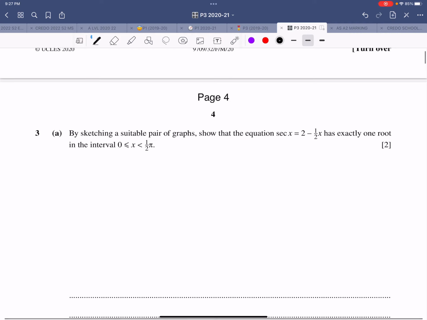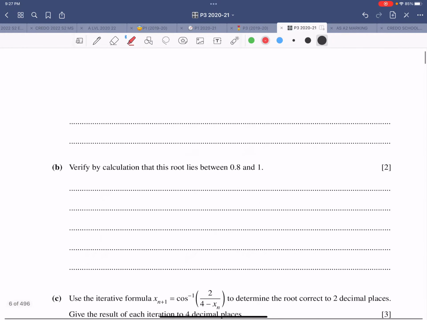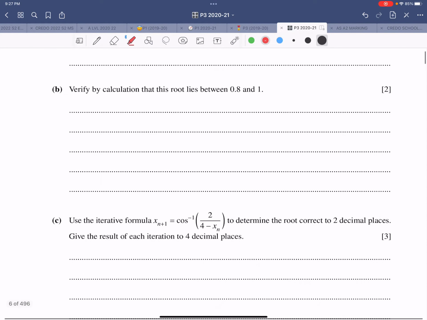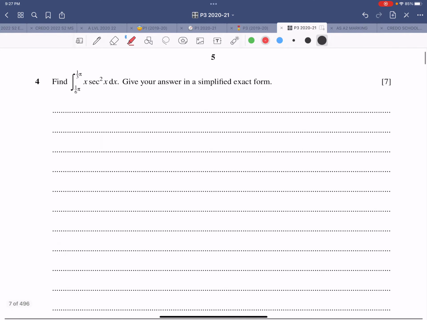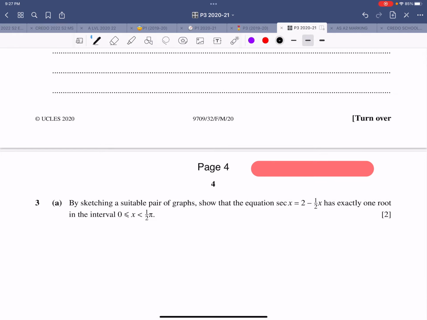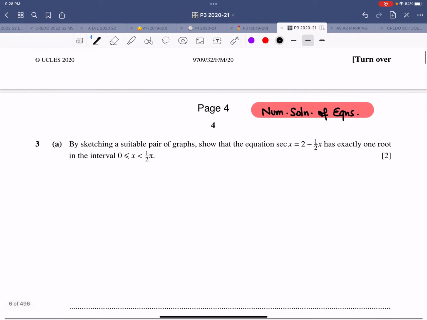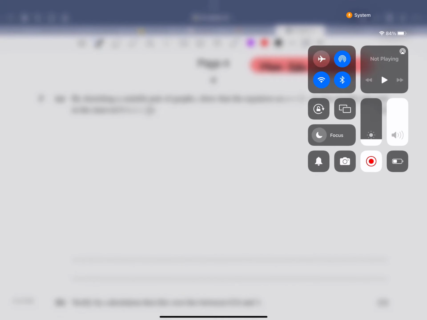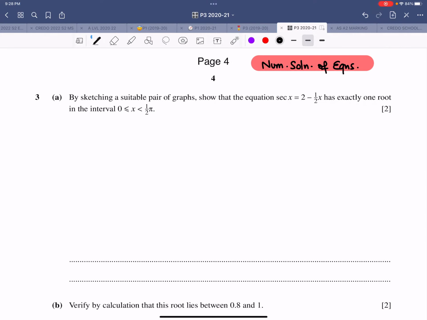That is the answer for this particular part. Now let's read this question. What is this question all about? This looks like a graph question to me in the beginning. And what else is there? Verify by calculation. This is numerical solution of equation, and then iteration. So basically it's a standard question of numerical solution of equations. So now let's first focus on this part that is related to graph.